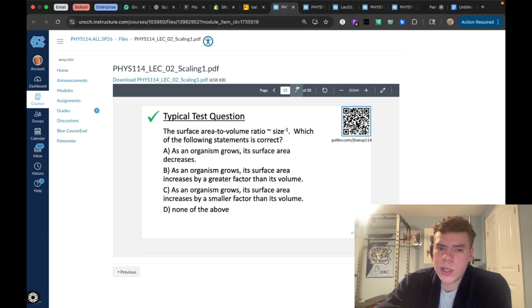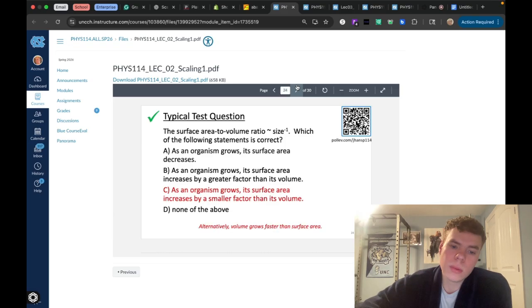The surface area to volume ratio, yep, is size to the 1/3. Which of the following statements is correct? As an organism grows, its surface area decreases. That is not true. As an organism grows, its surface area increases by a faster rate than its volume. That is also not true. As an organism grows, its surface area increases by a smaller factor than its volume. That one would be correct, because remember, they're both increasing. It's just that surface area is increasing by a smaller factor than the volume. So that would be D or C, right? So C is the correct answer.